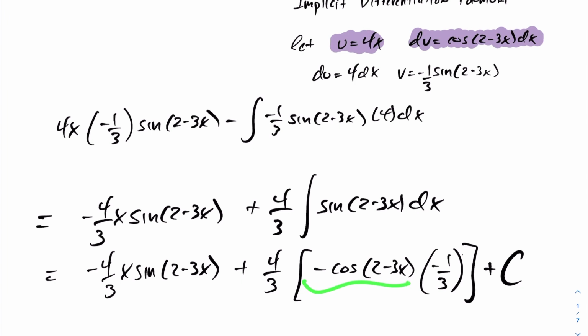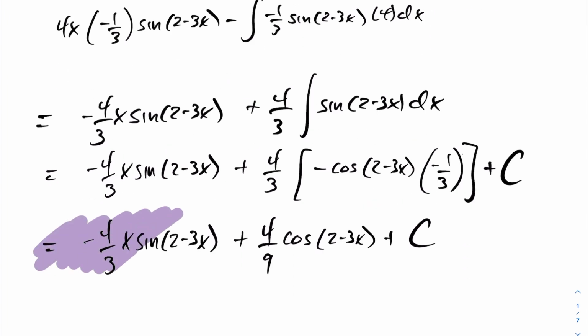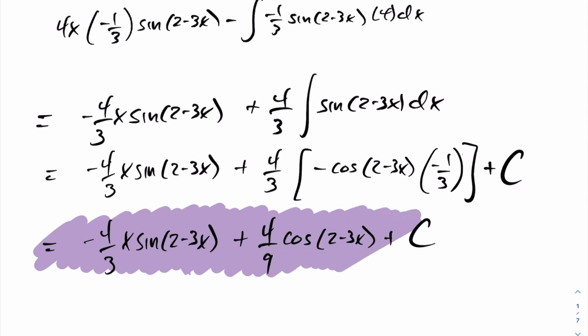If I take the derivative of the cos of 2 minus 3x, that's going to be negative sine of 2 minus 3x. So the two minuses come together, making this positive. And then the chain rule kicks in. You have to take the derivative of the inside, which is minus 3. So to negate that and get that out of the way, I have to multiply by minus 1/3. So now I've gone ahead and taken my integral here. Cleaning this up, we get negative 4/3 x sine of 2 minus 3x plus 4/9 cos(2 minus 3x) plus some constant value c.